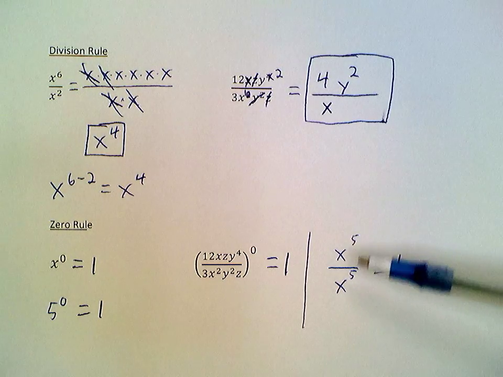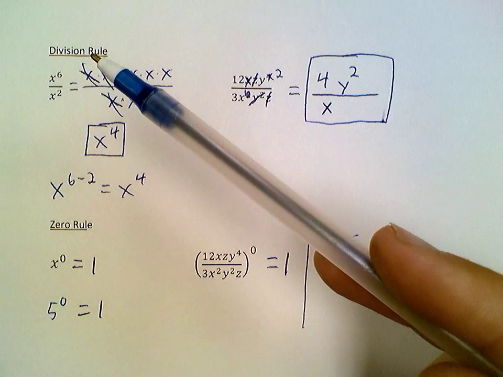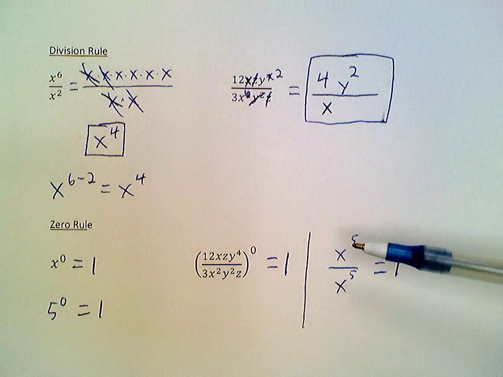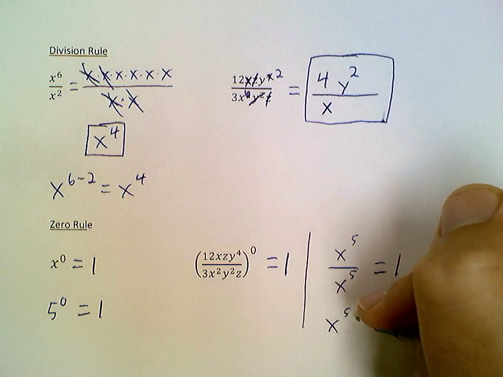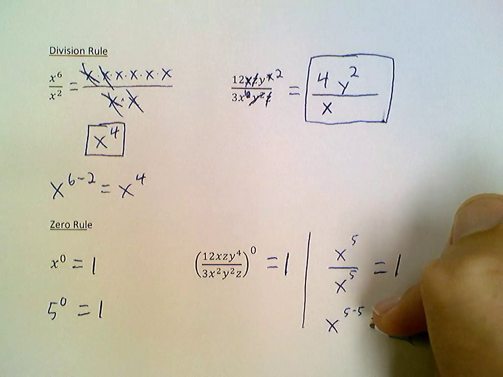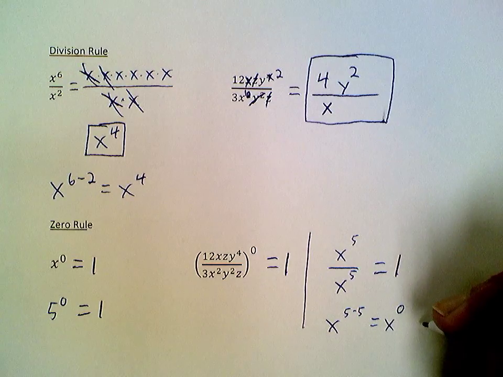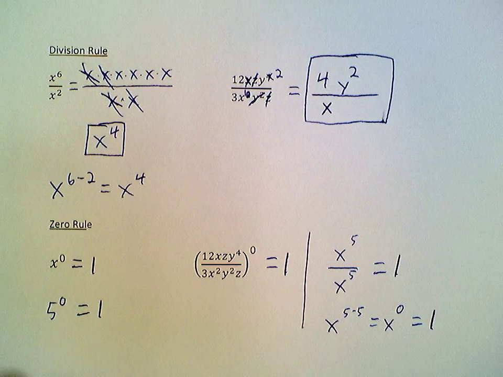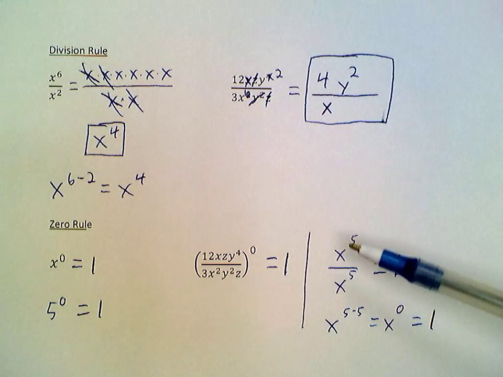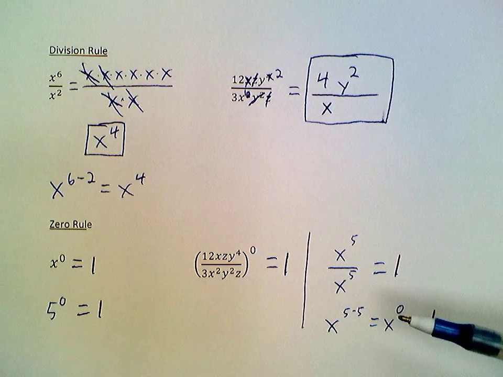But if you think of this in terms of applying the division rule where you subtract the exponents, x to the fifth over x to the fifth could be thought of as x to the 5 minus 5, which is x to the 0, and that's why anything to the 0 power is 1, because all the exponents are gone, and so you have nothing left.